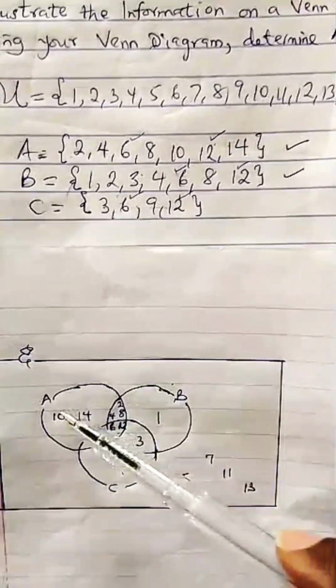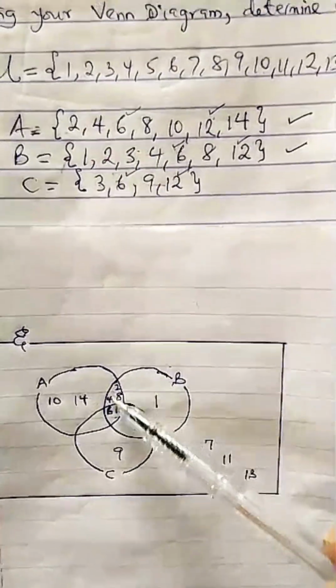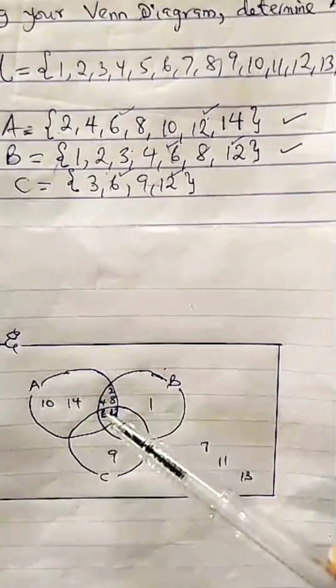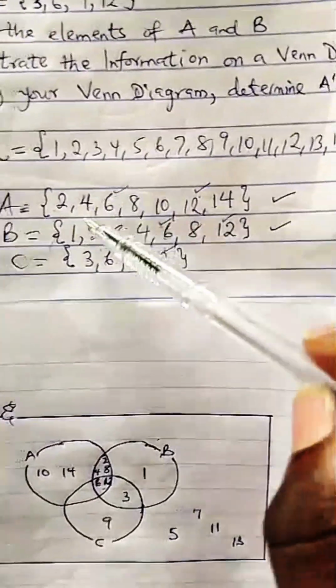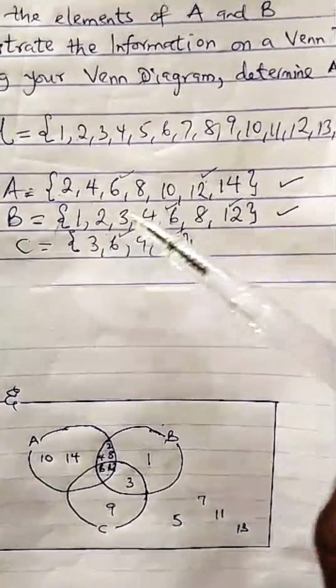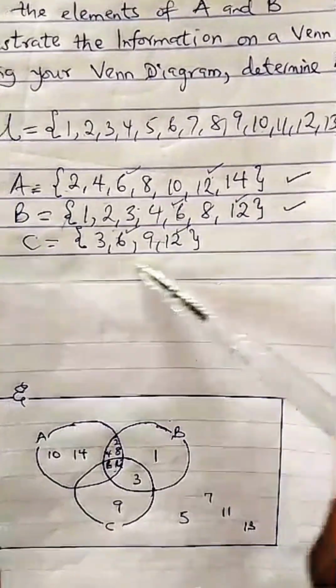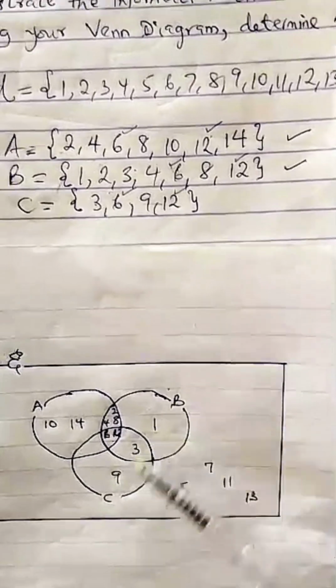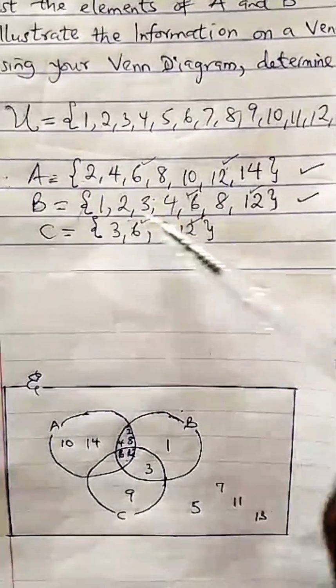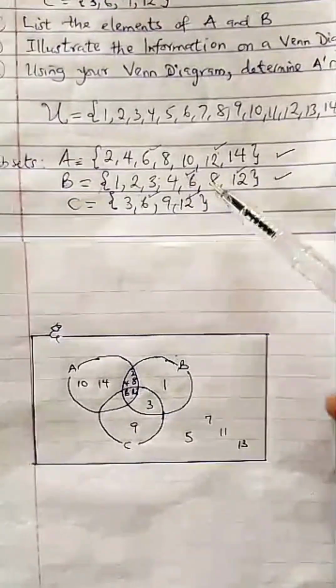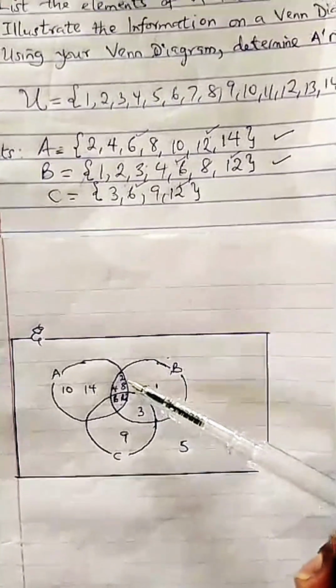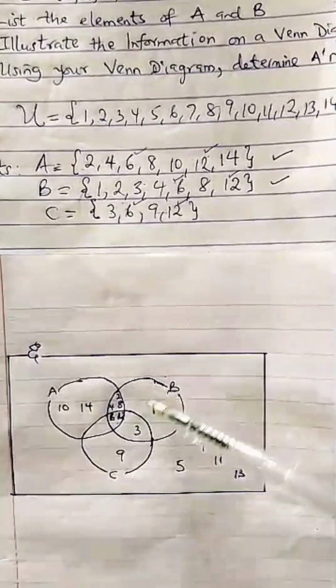Now what's common to only A and B, right here? That's 2, 4, and 8. You can check it out: 2, 4, 8. There's no 2, 4, 8 here. So just between A and B is 2, 4, 8.